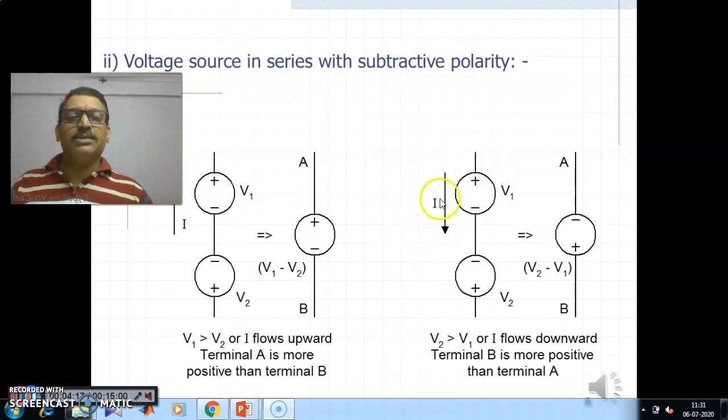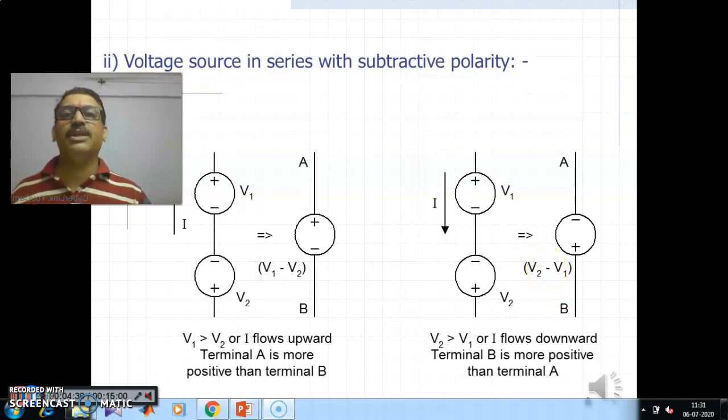But in this case, the current is downward. So for V1 it is positive to negative, which means V1 is negative. But for V2 it is negative to positive, therefore it is plus V2. So what do you get? V2 minus V1. Here you get V1 minus V2, and over here you get V2 minus V1. This is the difference, and that's why this is referred to as subtractive polarity.